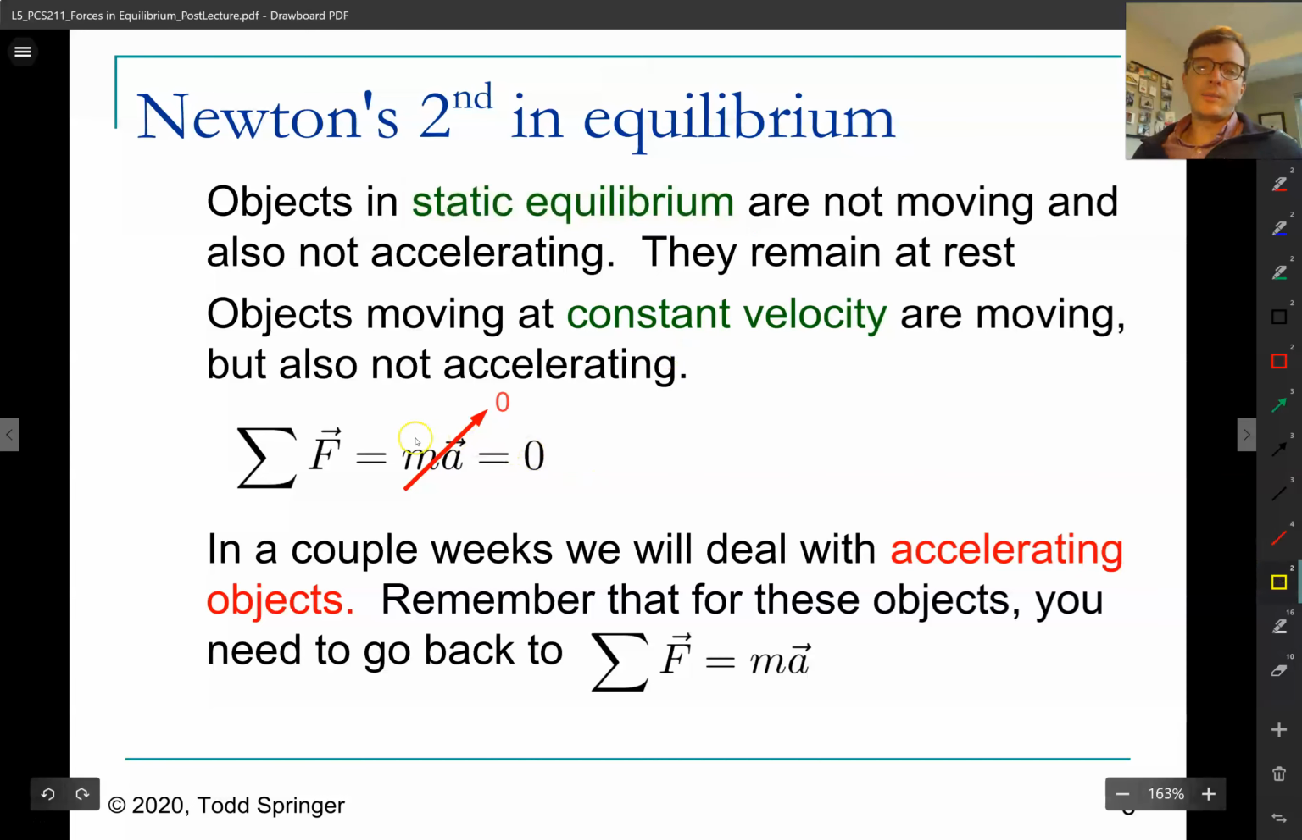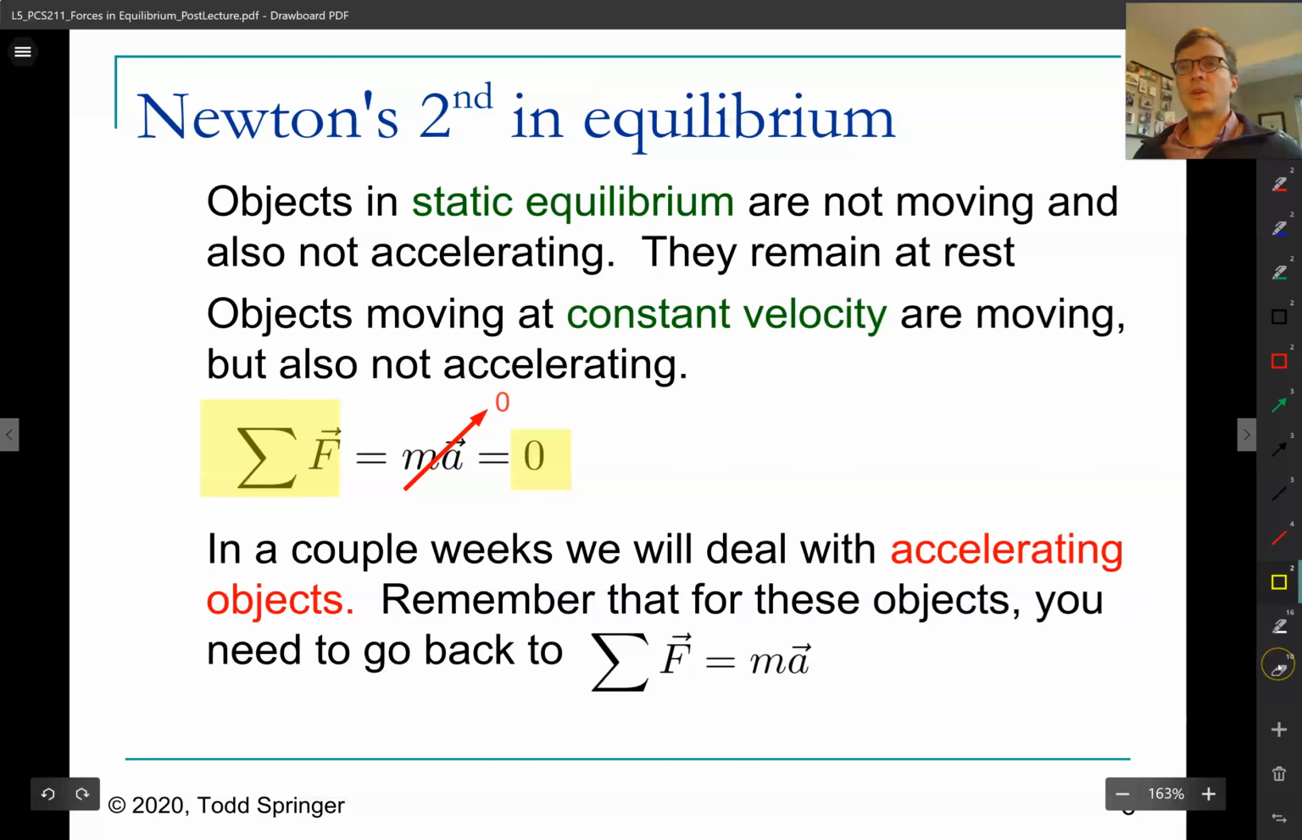So when objects are in equilibrium, their acceleration is zero. That means they're not accelerating, obviously, and so they're just sitting there in equilibrium. Then the right-hand side of Newton's second law is equal to zero because the acceleration is zero. So that means that all of the forces added up on the object have to add to zero.